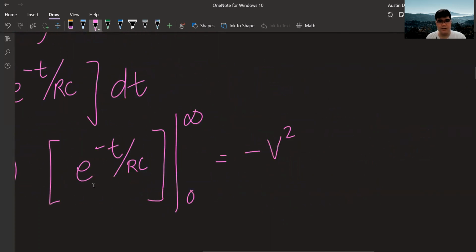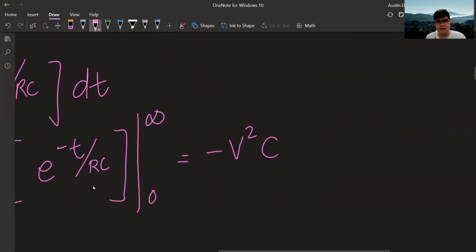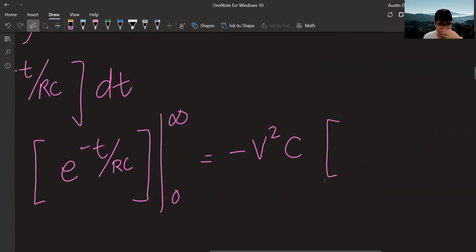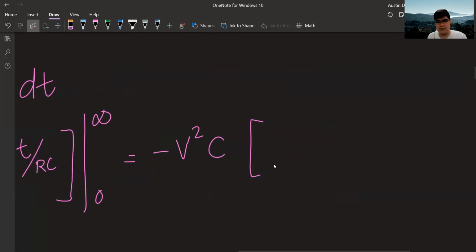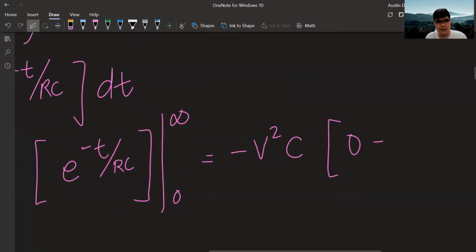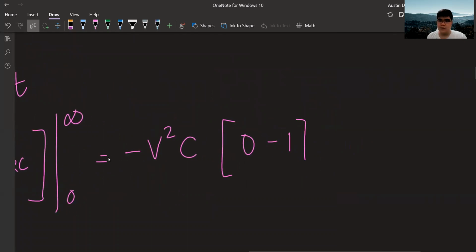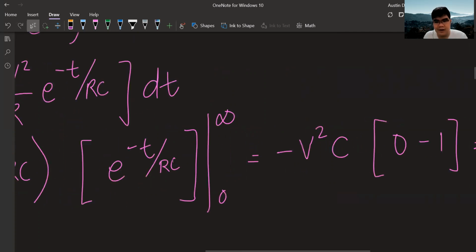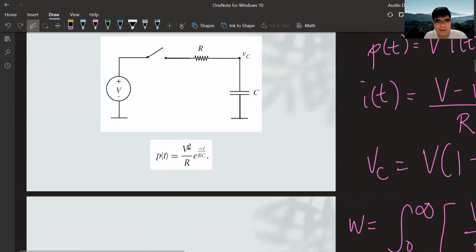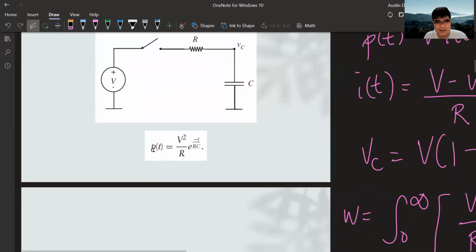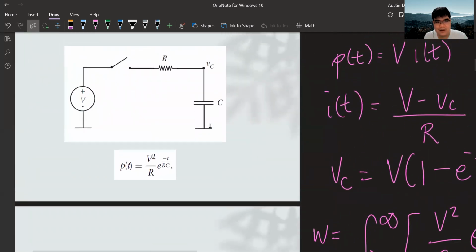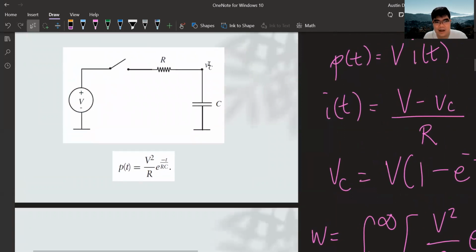Negative V squared C, evaluated at infinity. That would make this first term 0. Then evaluated at 0 gives me 1. Therefore, this is just CV squared. Okay, so that is the power, that is the energy that is being delivered to all the elements attached to our source.